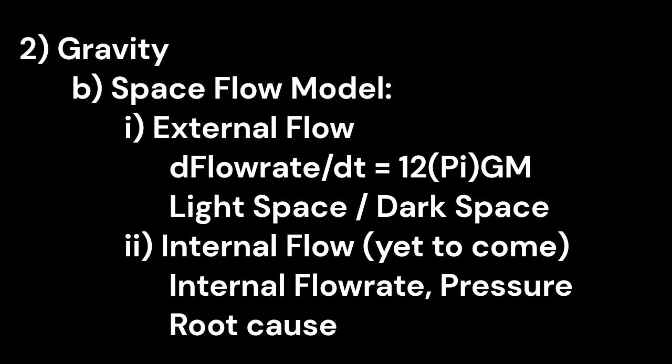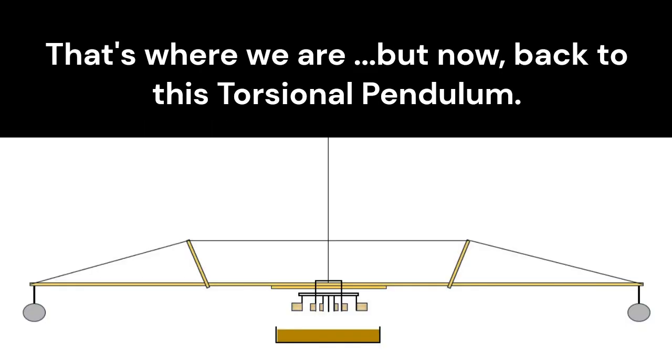We have to figure out what that is, how that works, and how it's related to the pressure inside a planet or a star, and ultimately seek a root cause of why this flow happens and at what rate it happens, so that we have a physical explanation for why gravity exists and how it works. So that's about where we are in the overall project, but now let's turn back to this torsional pendulum.